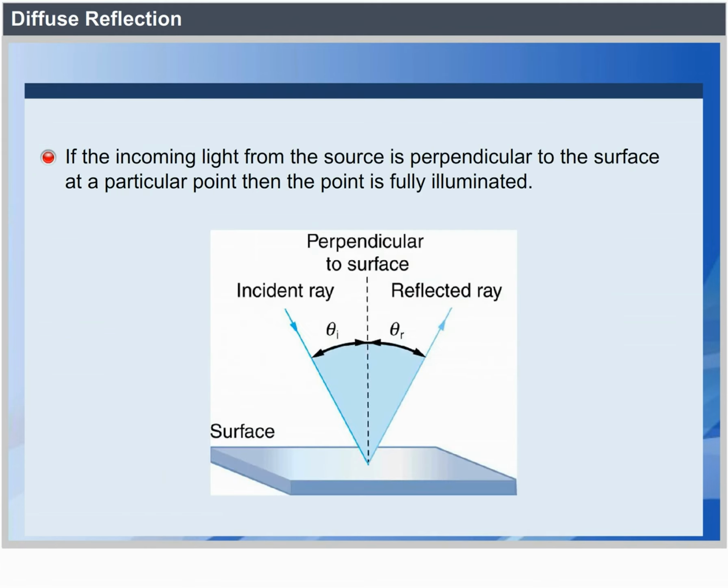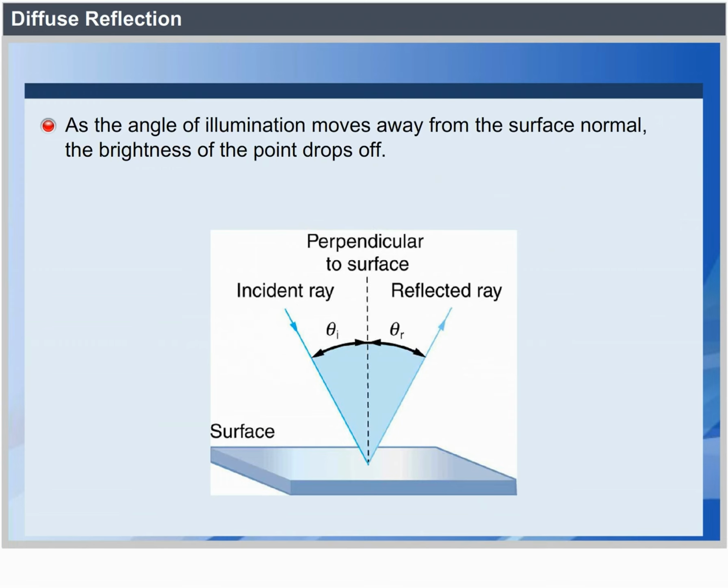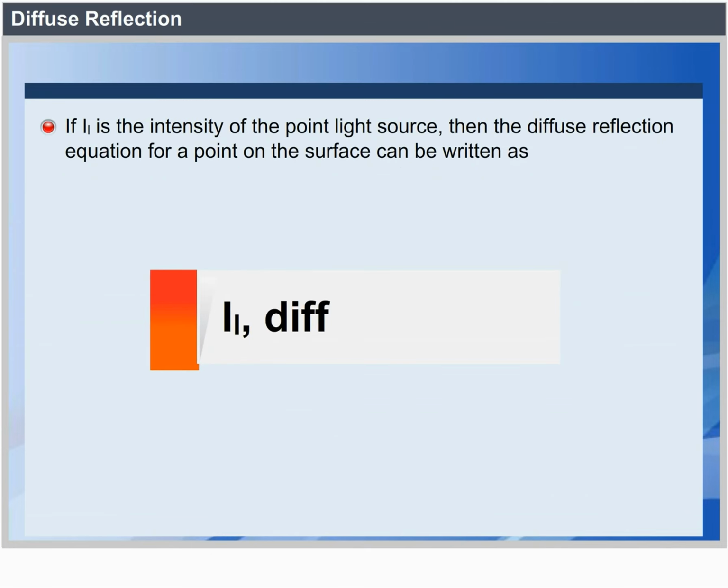If the incoming light from the source is perpendicular to the surface at a particular point, that point is fully illuminated. As the angle of illumination moves away from the surface normal, the brightness of the point drops off. If IL is the intensity of the point light source, then the diffuse reflection equation for a point on the surface can be written as IL,diff equals KD IL cos theta.